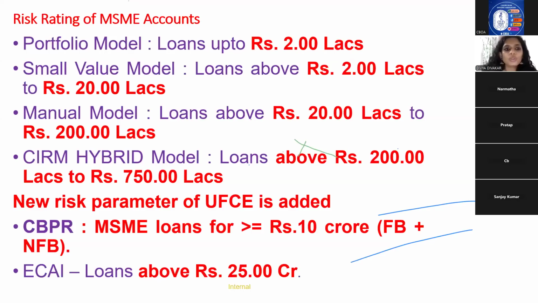Beyond 2 crore, you're using the CIRM model, and if it is 2 to 7.5 crore, you can use CIRM hybrid. The CBPR, we'll discuss in detail in the coming slides. And just for the basic information, for MSME loans above 10 crore, fund based and non-fund based, we are going for CBPR also. External credit rating beyond 25 crore, we are supposed to do.